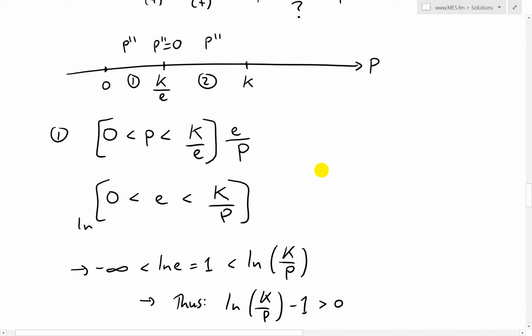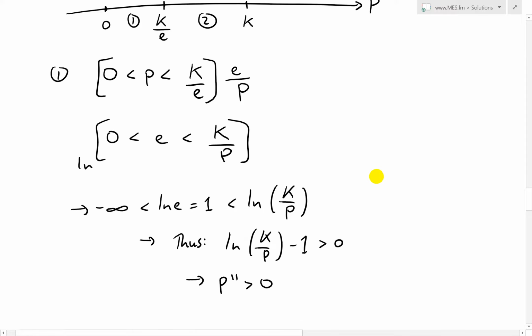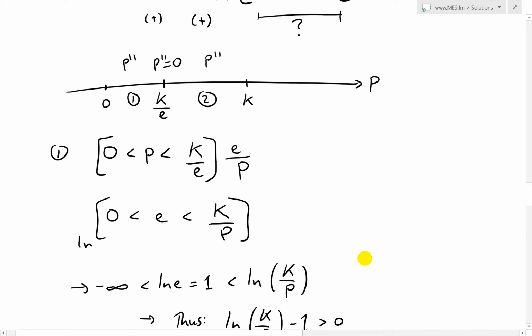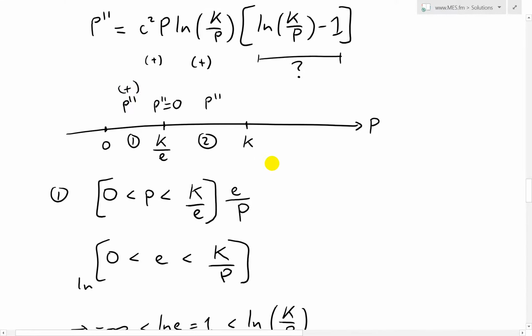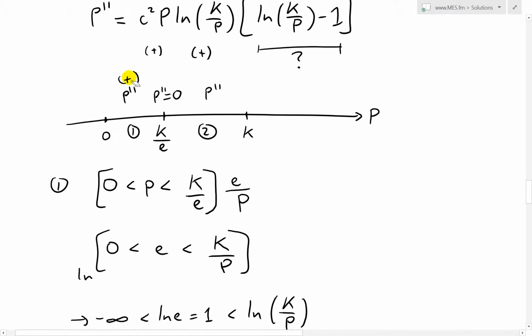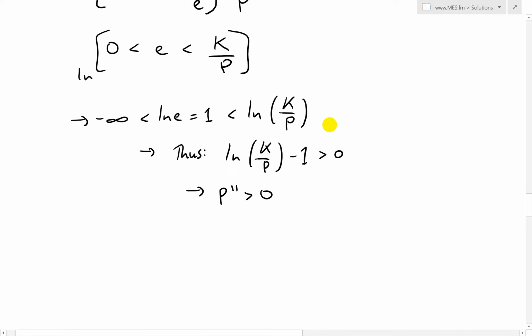So what we have is a positive. As explained above, since this is greater than 0, I'll just write that down here. So we have p double prime is greater than 0 here. And then now we have to just check this side. I'll put the positive as well there. So now look at part 2's interval.